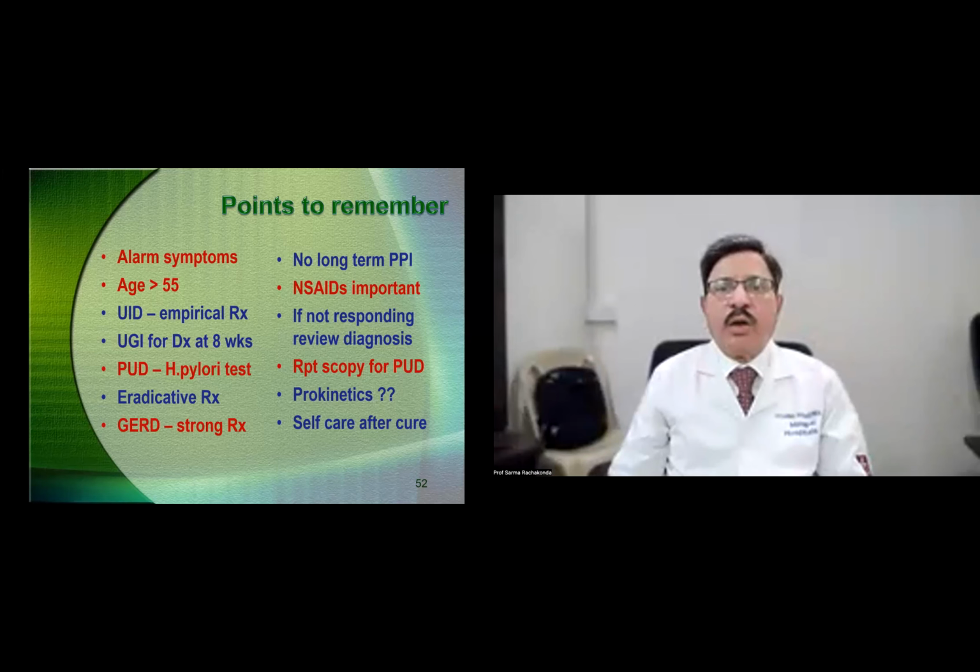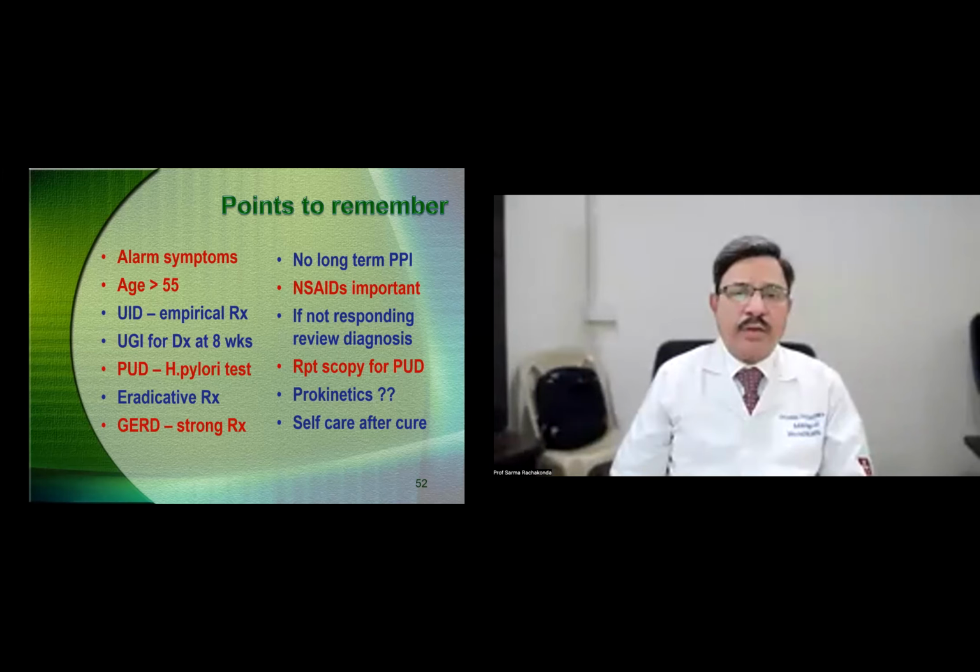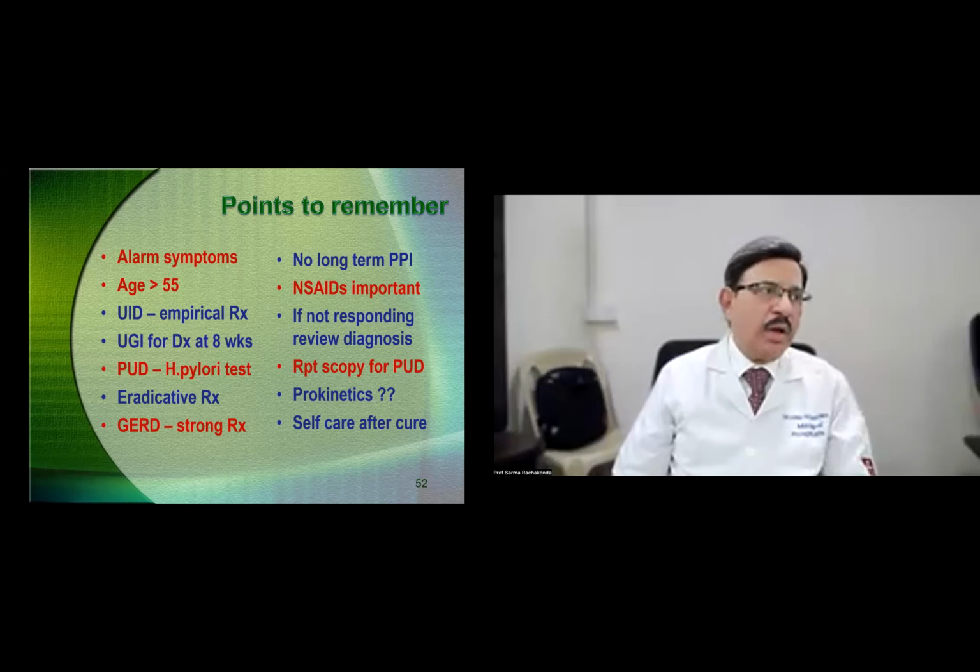No long-term PPI treatment for 5 years, 10 years, like that. You can give it for 6 to 8 weeks, 10 weeks, and then give a gap. And again, PPI on demand. That means you empower the patient to keep a supply of PPIs after 8 weeks, and whenever you feel the symptoms, you can take it on demand for 1 or 2 days.